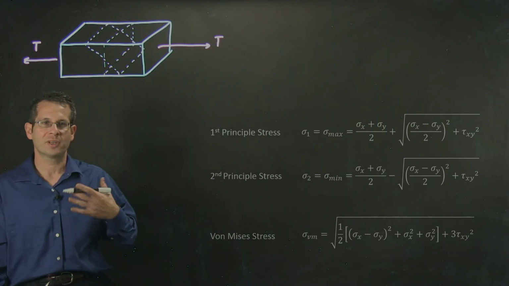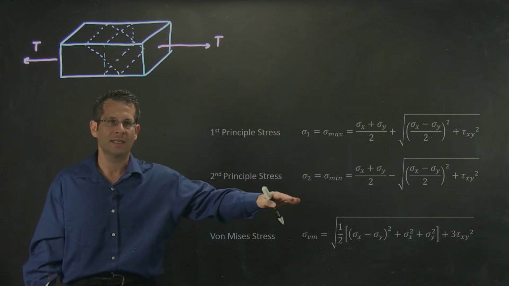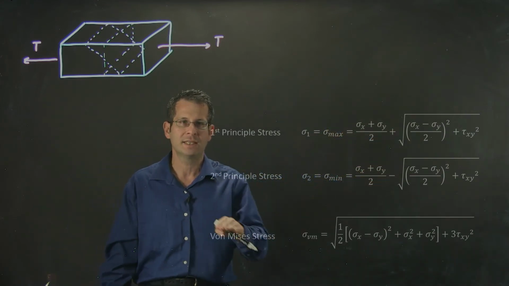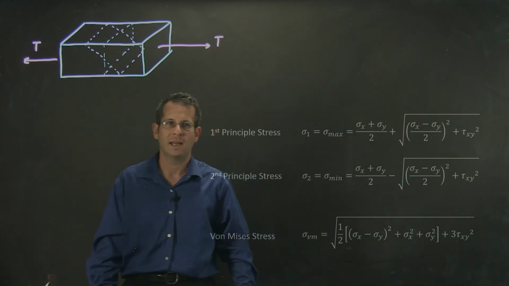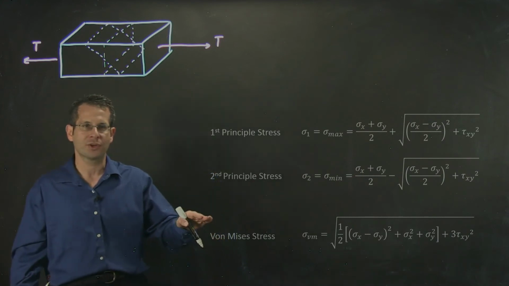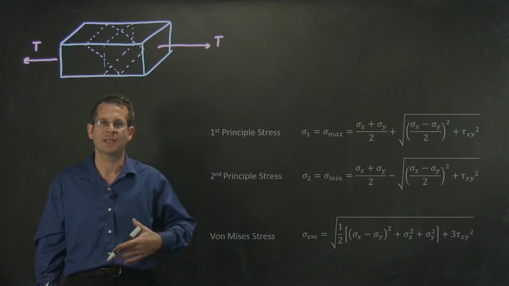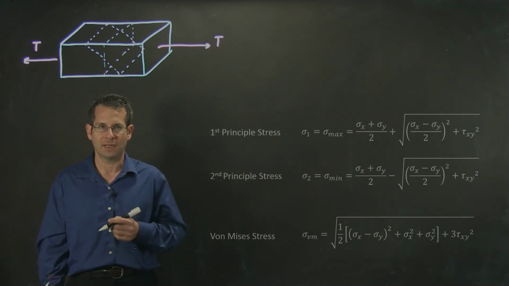There's another principal stress called the second principal stress. The formula is the same, except for this plus sign is now a minus sign. This is the plane that causes the minimum amount of stress in a two-dimensional problem. There's also a third principal stress, but we won't worry about that in this class because all of the analysis we will be doing will be modeled as two-dimensional.